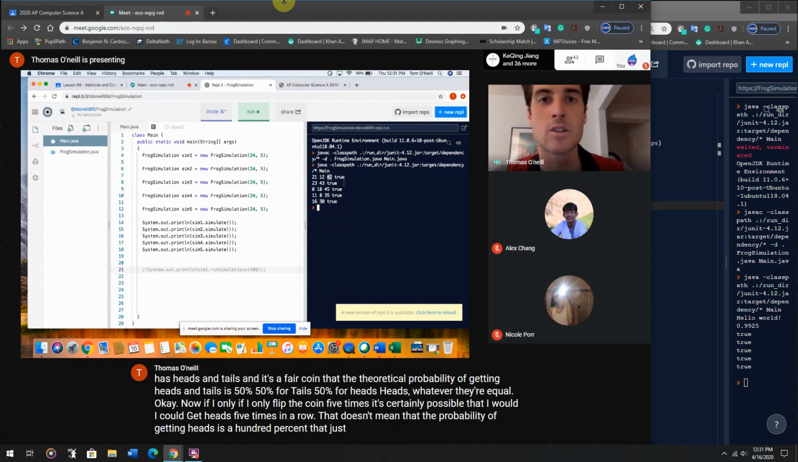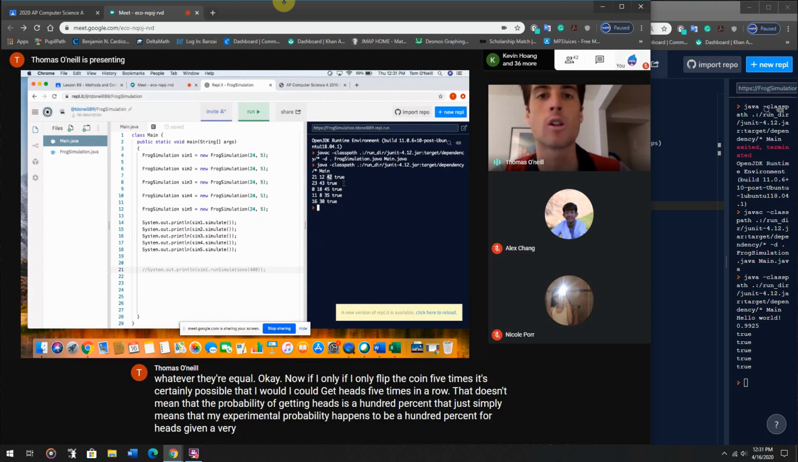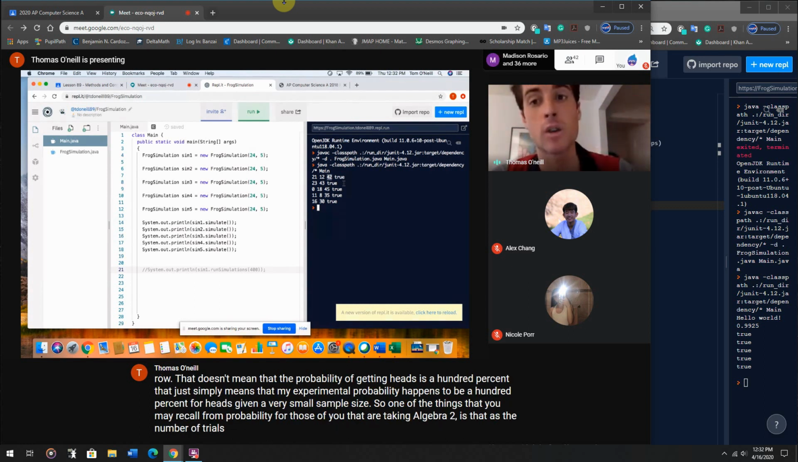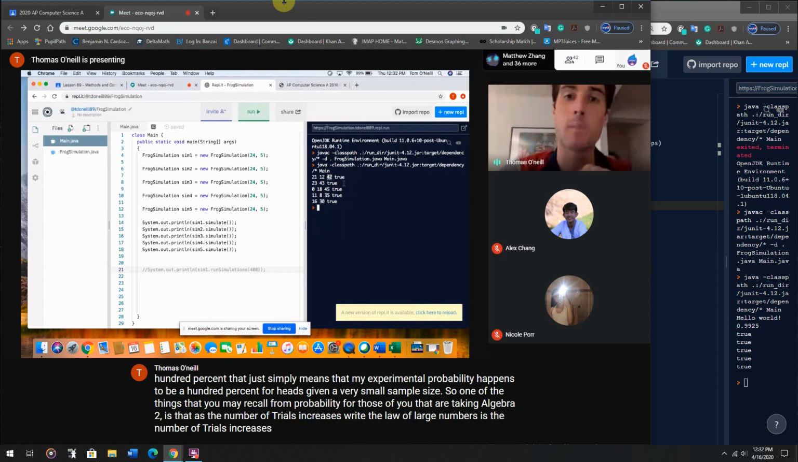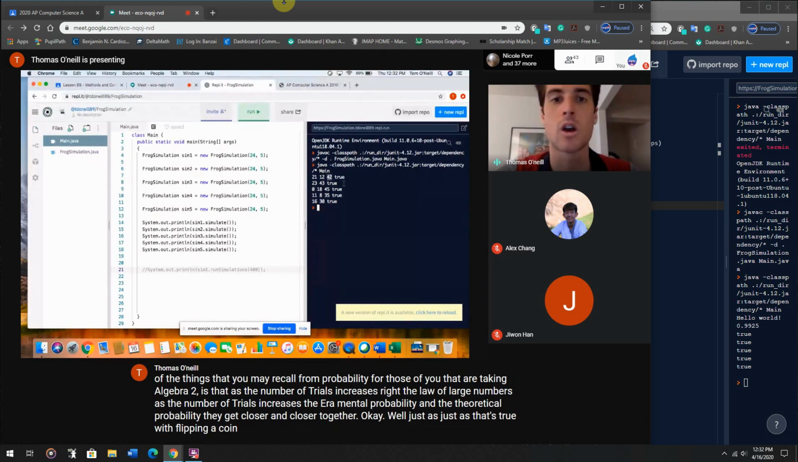That just simply means that my experimental probability happens to be 100% for heads, given a very small sample size. One of the things that you may recall from probability, for those of you taking Algebra 2, is the law of large numbers: as the number of trials increases, the experimental probability and the theoretical probability get closer and closer together.